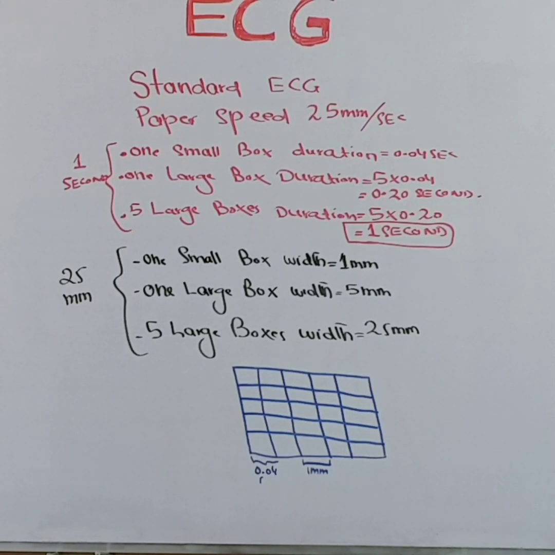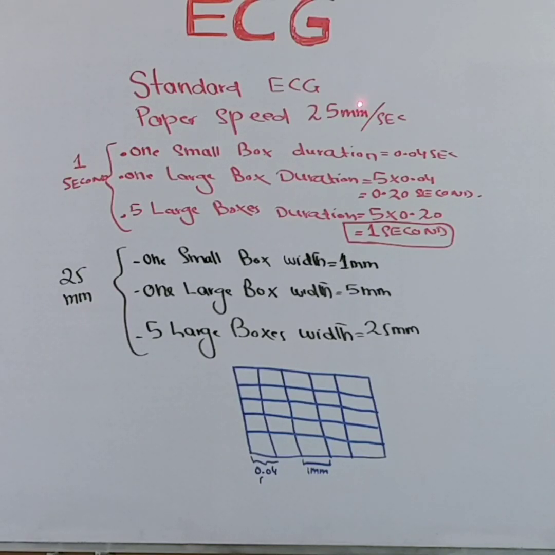Next point, which is very important when we look at the ECG paper, you should always try to find this digit: 25 millimeter per second. This is very important: look at the ECG paper and try to look for this digit. What is 25 millimeter per second? It is the standard ECG paper speed. This is the speed when you press the start button on the ECG machine and the paper starts coming out of it. This is the speed at which the paper will come out of the machine. And what does 25 millimeter per second mean? Let's see what is 25 millimeter.